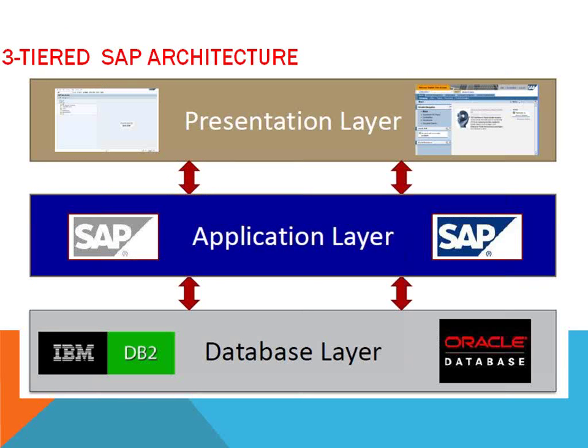So now we talk about what basically the three-tiered SAP architecture is. So first layer is called database layer. The second layer is called application layer. You can see database layer. You can also add IBM DB2 is there. Oracle database is there. Now HANA database is also there.